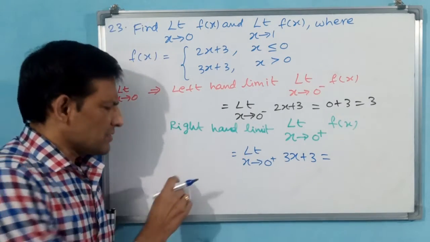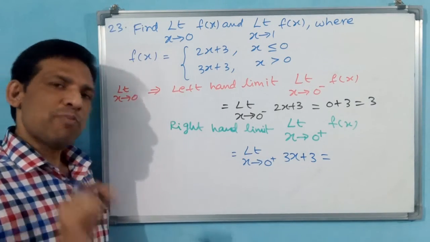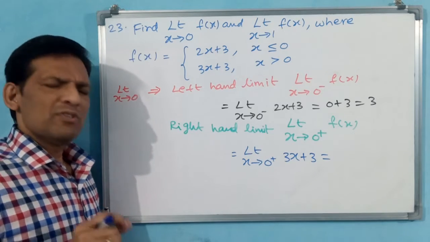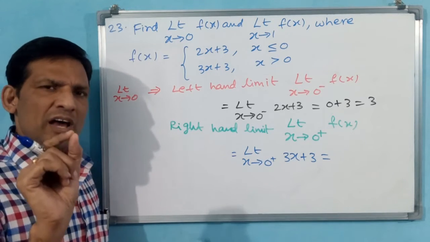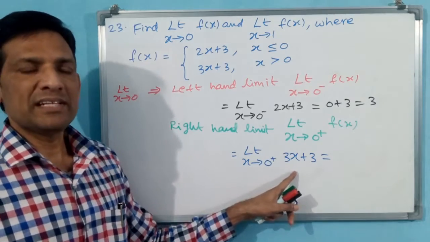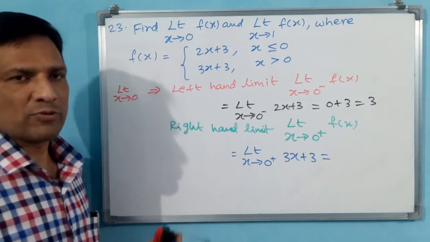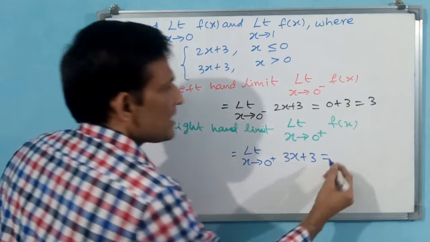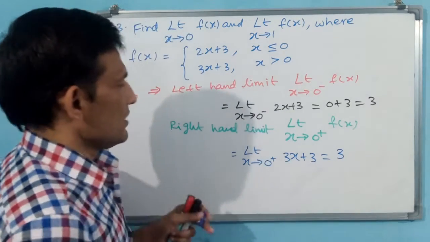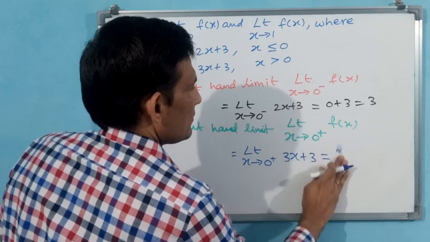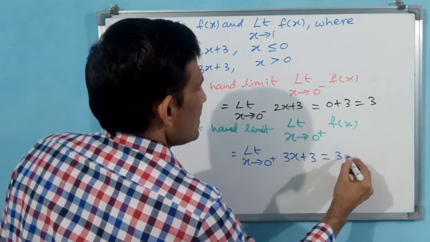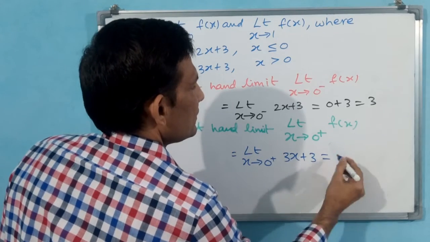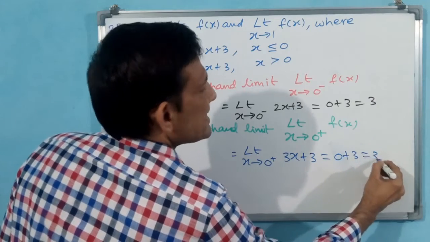Here also same case: slightly greater than 0, if you give a positive value, even though it is a positive value, it is a small amount of value. If you multiply it 3 times, only a small amount of value is going to come. It is not going to make any difference if you add it to 3. Finally, this is going to become 3 only: 0 plus 3. Is it correct?